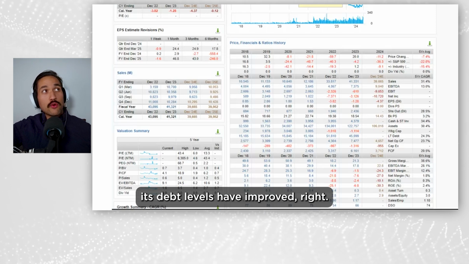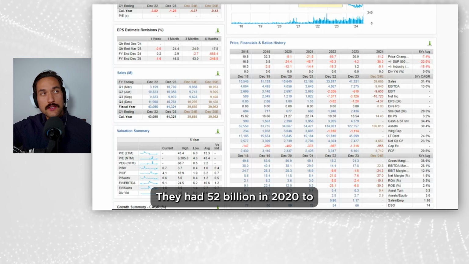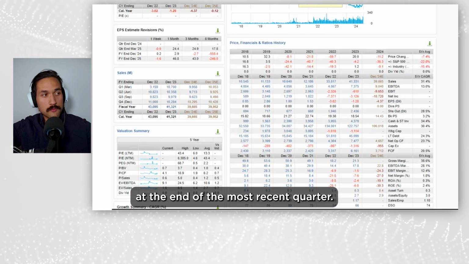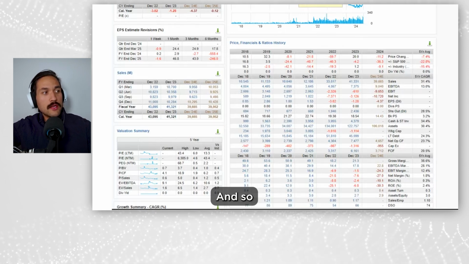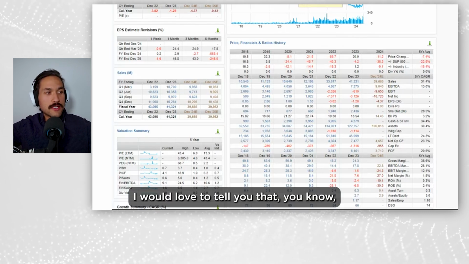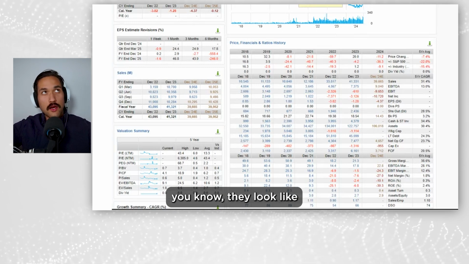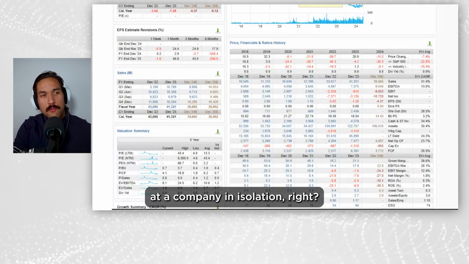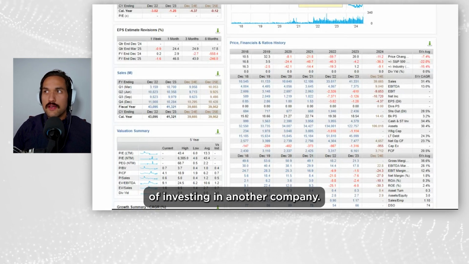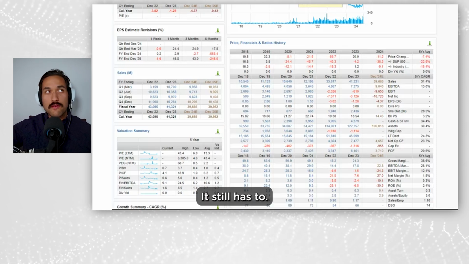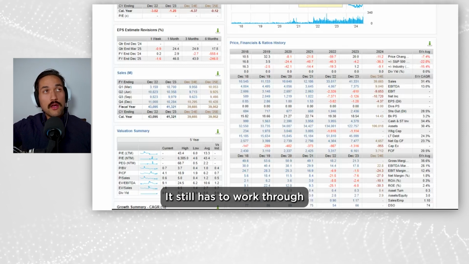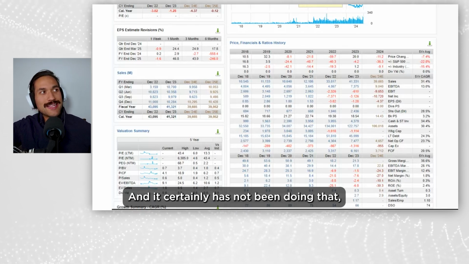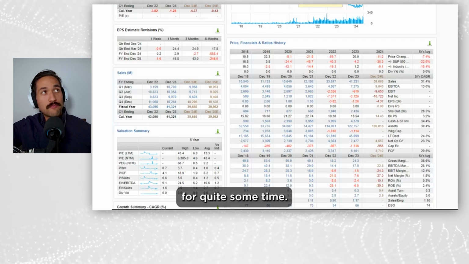Its debt levels have improved, right? They had $52 billion in 2022, and they had $40 billion at the end of the most recent quarter. And so I would love to tell you that things are improving, and they look like they are, with cash flow positive. But investing is about more than just looking at a company in isolation, right? It's about the opportunity cost of investing in another company. And this one has a lot of room it still has to work through before I would consider it a buy. Namely, it has to bring in more money than it costs to service its debt. And it certainly has not been doing that for quite some time.